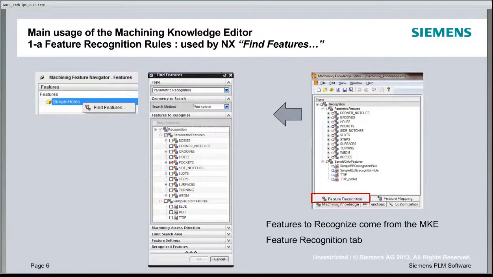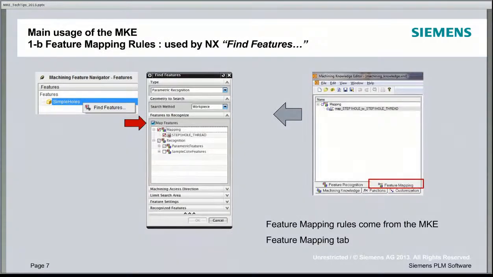They're stored in an XML file which you manipulate using the Machining Knowledge Editor, and I'll show you that in a minute. So when you start the Machining Knowledge Editor, open such an XML file and look at the Feature Recognition tab, you will see the same information that you get presented when you run the Find Features command. So now you know that whatever we configure here is available in the NX session.